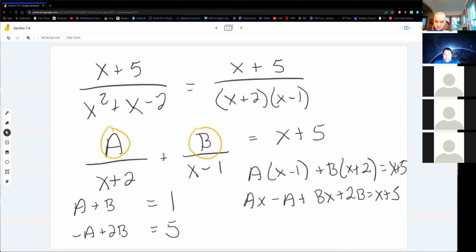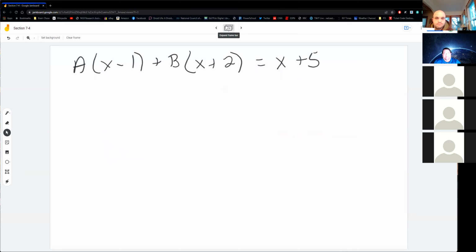Wait, how did you figure this out again? All right, hold on. Let me go back a step. So do you understand where I got this from? Yeah. Okay. So the next step was I just distributed it. So ax minus a and bx plus 2b. So I just distributed it.